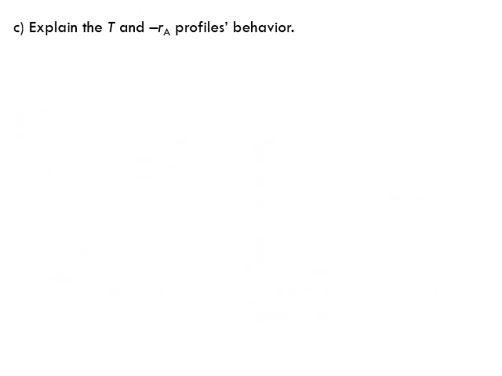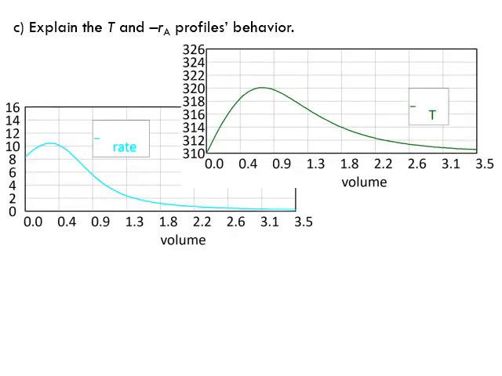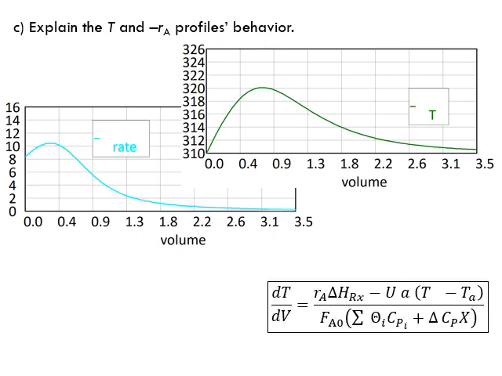Okay, the last part is to explain the temperature and the rate of reaction profiles behavior. So this is the temperature behavior, and we can compare it to the rate of reaction as well. We need to explain the rate of reaction behavior and the temperature behavior. How can we do this? Well, in order to do this easily, we will also need to look at the energy balance equation, dT/dV.